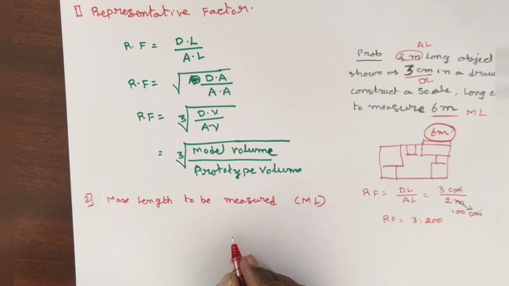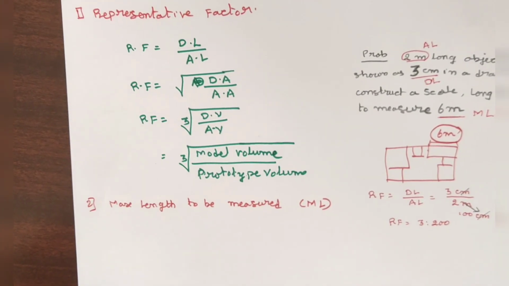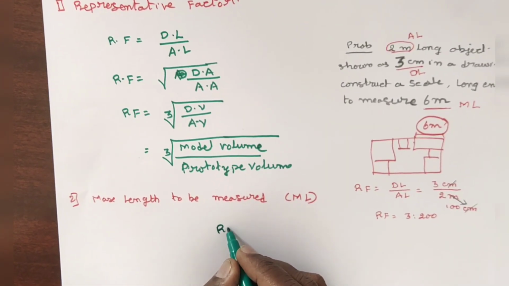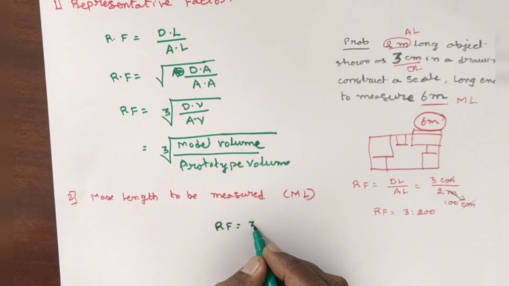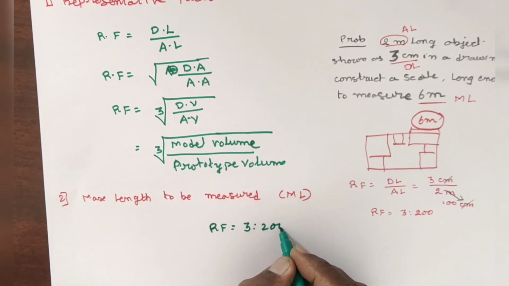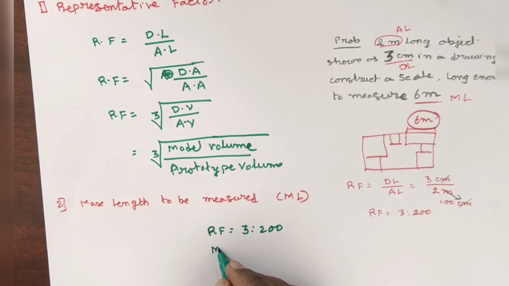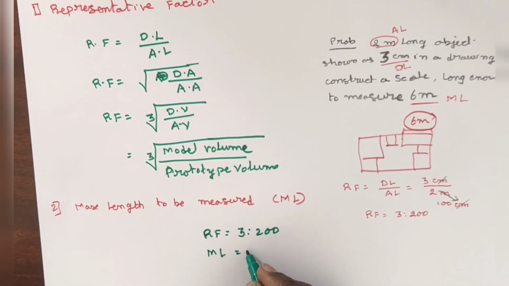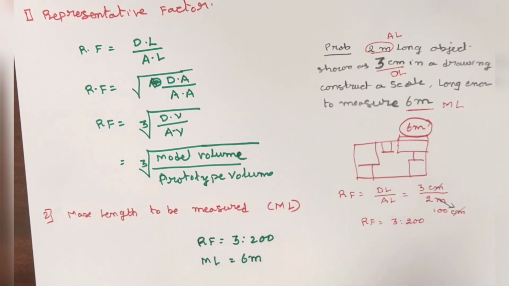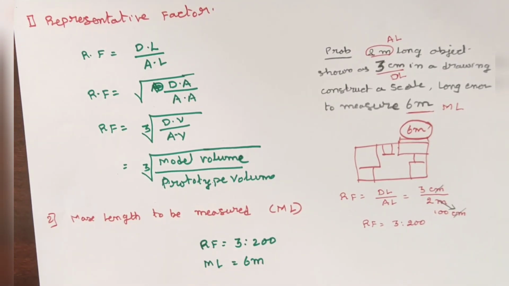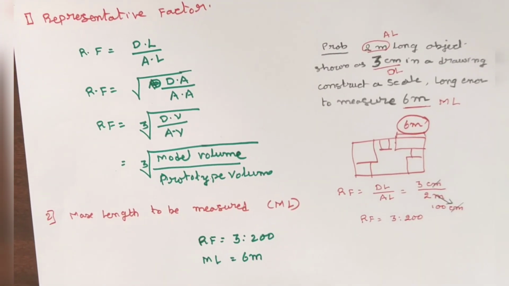So up to now, what information do we know, sir? For the given data, the representative factor is equal to 3 is to 200, and the maximum length to be measurable is equal to 6 meters. With the help of these two, what do I need to do? Because we have to construct the scale.